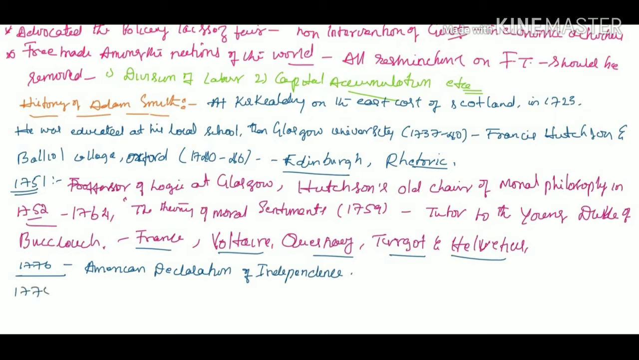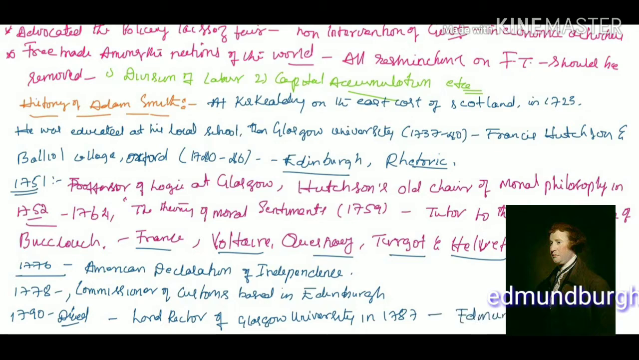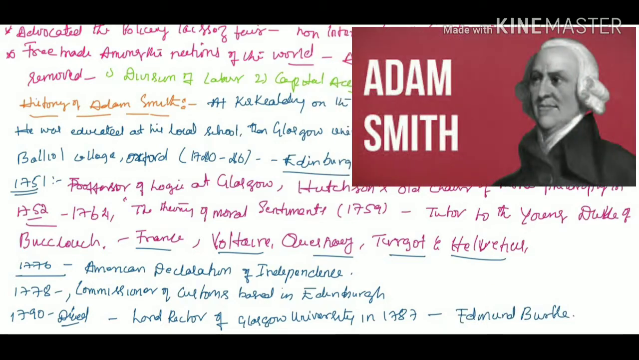In 1778, Smith was appointed as Commissioner of Customs based in Edinburgh. He died in 1790. Until his death, he resided in Edinburgh. He was elected Lord Rector of Glasgow University in 1787, succeeding his friend Edmund Burke. Now we shall move on to discuss Smith's theory of economic development.